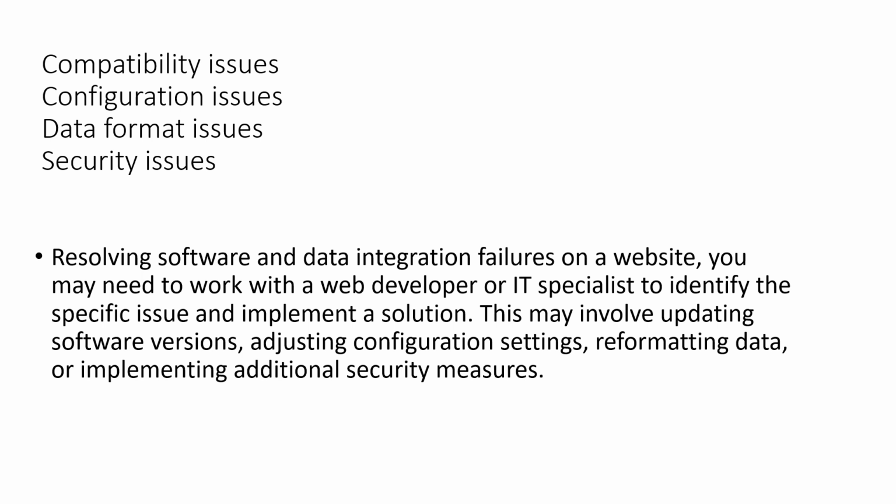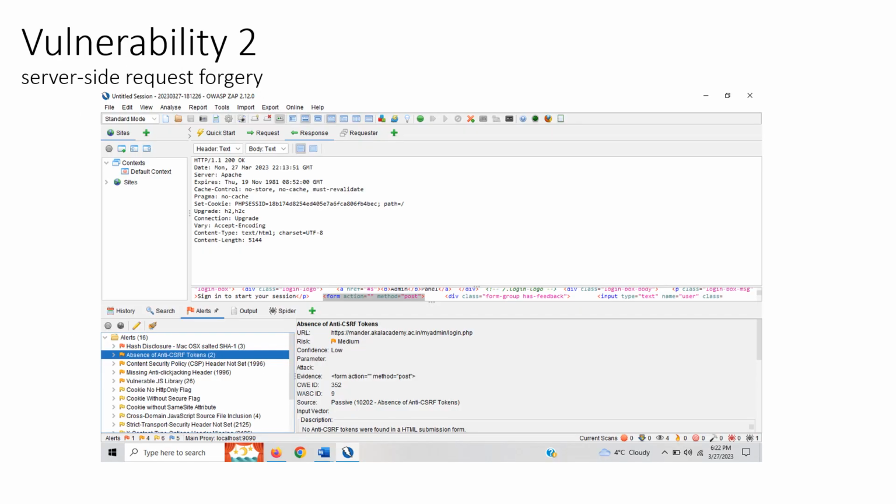Now moving forward, this is the second vulnerability. We call it server side request forgery. It is a medium risk vulnerability. The first one we discussed was the high risk vulnerability, and for this it is because the CSRF token is absent here. It is server side request forgery.